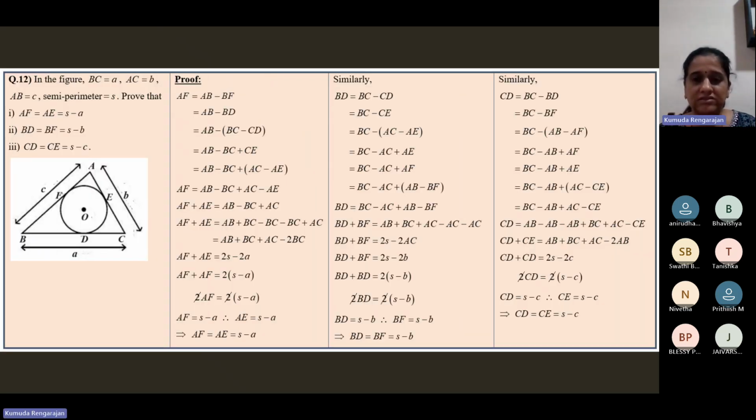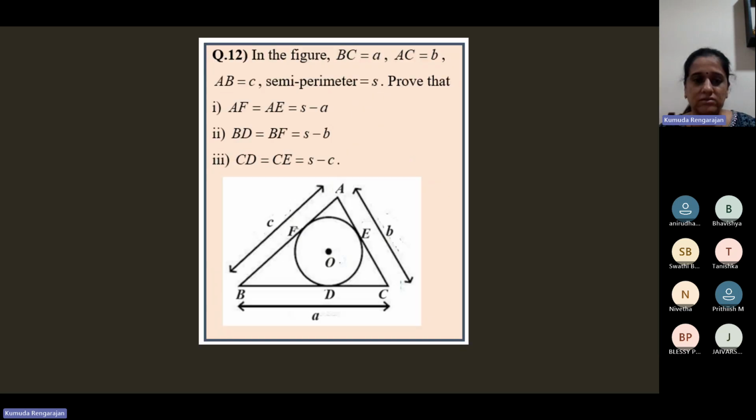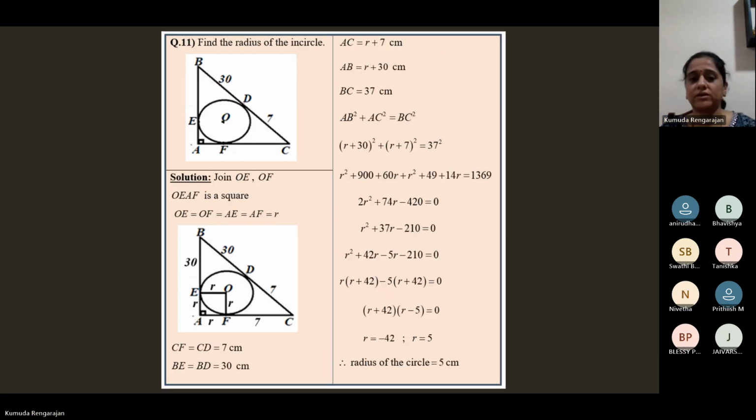Yeah, we'll take up this in the next class, children. So we have half an hour more for this class. Online children, I've shared the images on WhatsApp. I want all of you to complete the notes now and share the images with me on WhatsApp.